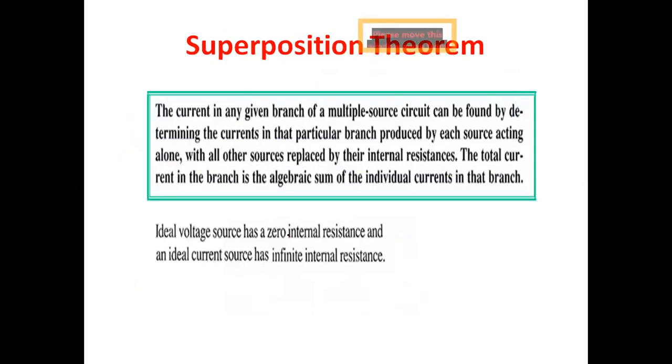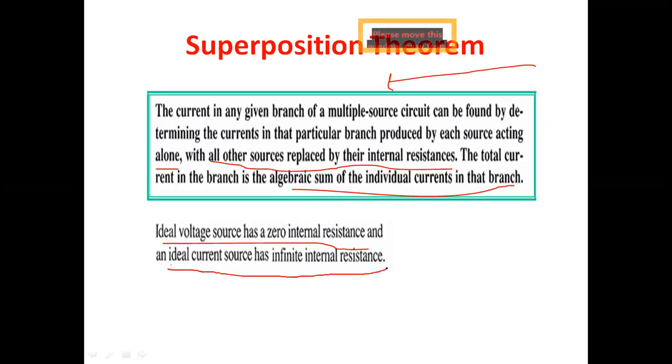What is the statement of the superposition theorem? The current in any given branch of a multiple source circuit can be found by determining the currents in that particular branch produced by each source acting alone, with all other sources replaced by their internal resistance. The total current in the branch is the algebraic sum of the individual currents in that branch. This is the statement of the superposition theorem. We have already seen that an ideal voltage source has zero internal resistance and an ideal current source has infinite internal resistance. This thing you have to remember.